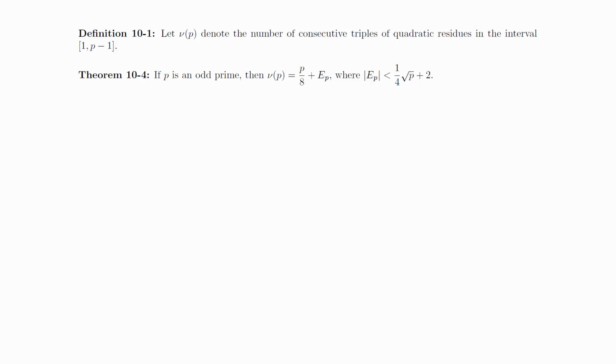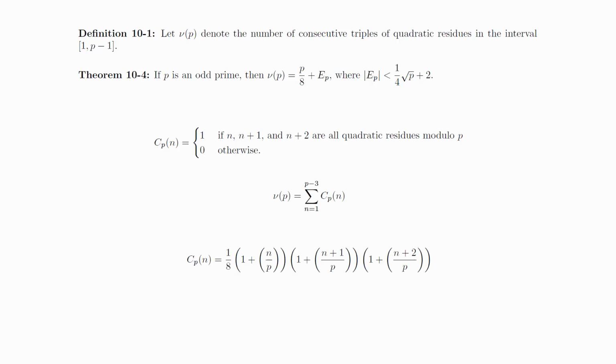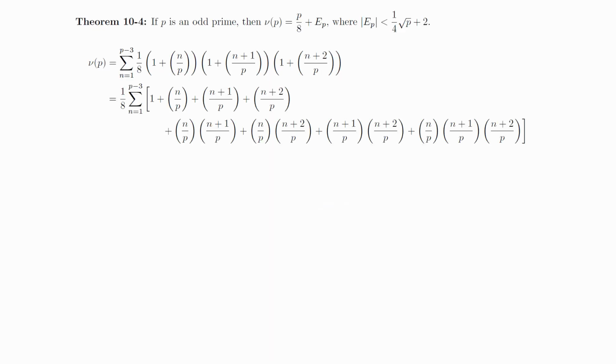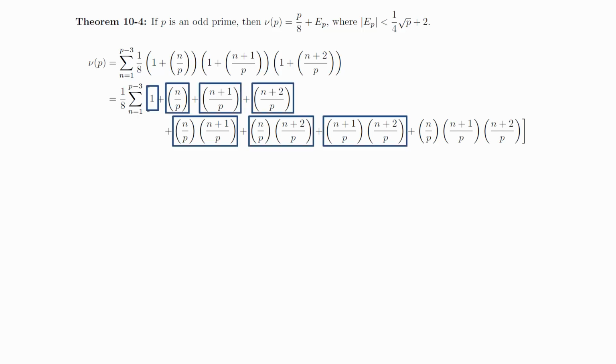We will start off in a manner similar to the proof in the previous section. We first define c sub p of n as the function that counts the consecutive triples of quadratic residues. This gives us a formula for nu of p. Just as before, we can write an explicit equation for c sub p of n using Legendre symbols. We can plug this into the equation for nu of p and expand the product to get a long algebraic expression to work with. The first 7 of these sums are a type that we saw in the previous section. We will fill out the sums so that they are sums over a complete set of residues and then use our previous results to simplify it.